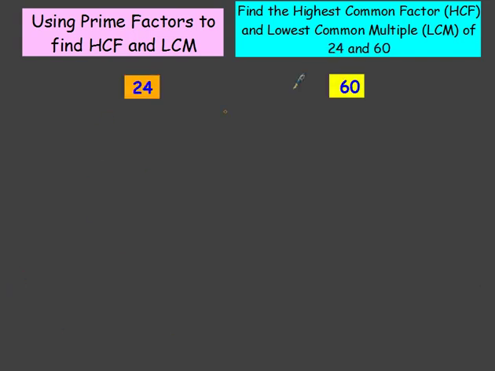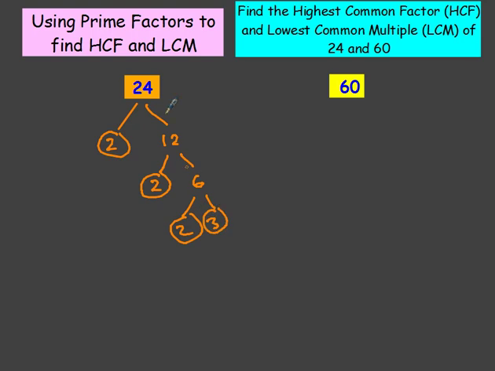Now do exactly the same to find the lowest common multiple and the highest common factor of 24 and 60. So we're going to break 24 into a product of its prime factors, 2 and 12, circle the 2, it's a prime number, break the 12 into 2 and 6, circle the 2, it's a prime number, break the 6 into 2 and 3, circle them both, they're both primes. So we then know that 24 is equal to 2 times 2 times 2 times 3, the product of its prime factors.